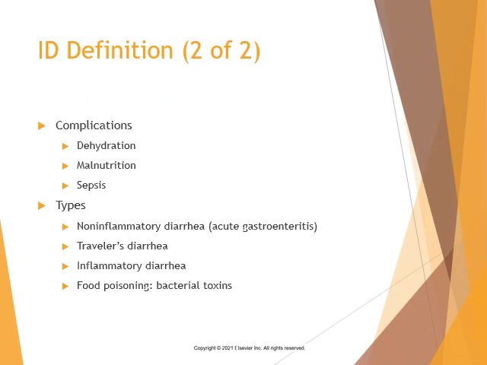Complications of infectious diarrhea: dehydration, malnutrition, sepsis. There are some different types. You can have non-inflammatory diarrhea, which is just an acute gastroenteritis. You can have traveler's diarrhea. In other words, they've been somewhere where there are food or water contaminants. Inflammatory diarrhea and food poisoning. And in that case, you've got bacterial toxins causing your diarrhea.